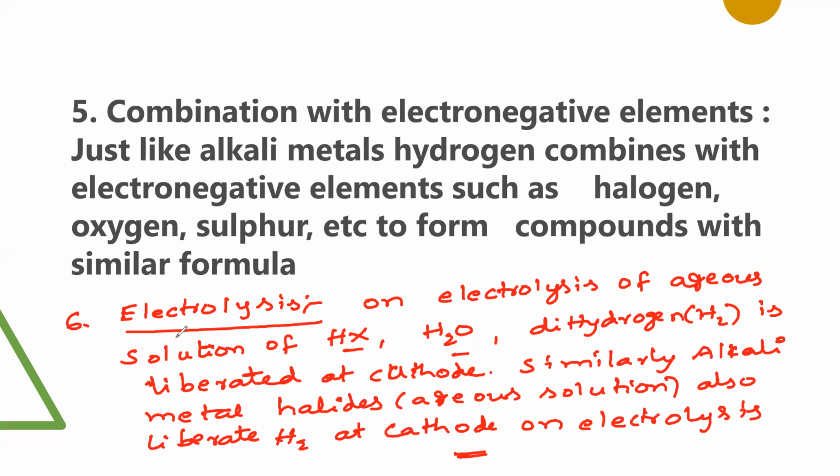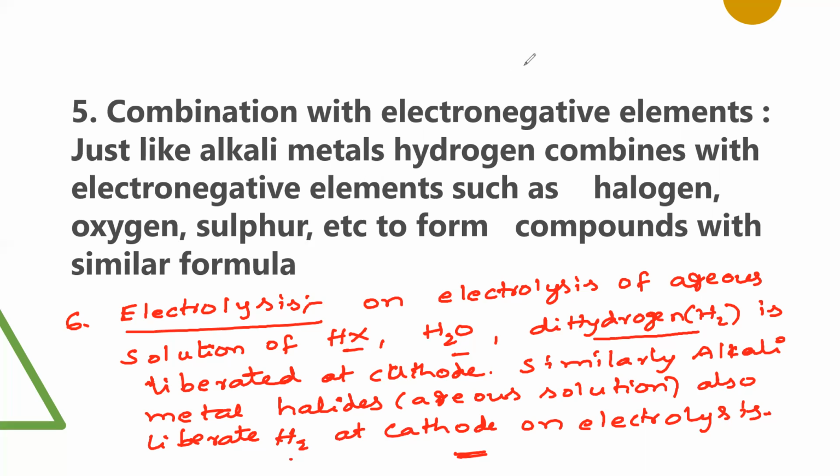So just like hydrogen halides and hydrogen oxides undergo electrolysis giving dihydrogen liberated at the cathode, similarly alkali metal halides aqueous solution and alkali metal oxides aqueous solution also liberate hydrogen at the cathode on electrolysis. So these are the six similarities of hydrogen when compared with alkali metals.